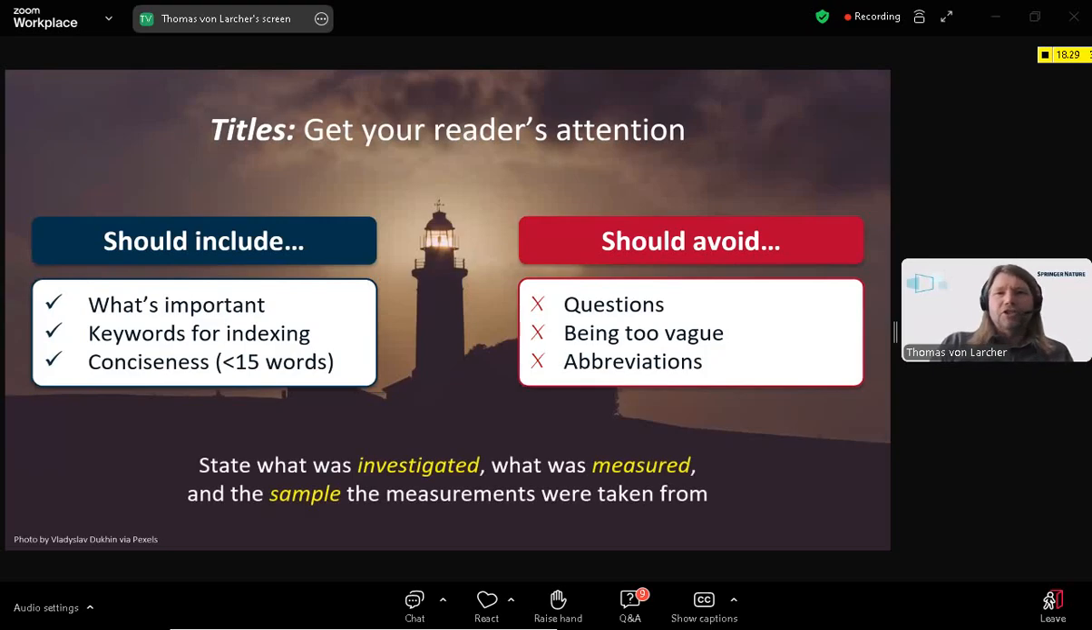So a nice strategy to write an effective title is to emphasize what is important. So for example, a variable was measured, right? Then what was measured? What is the key outcome? And finally, the sample, right? From where the outcome comes from.